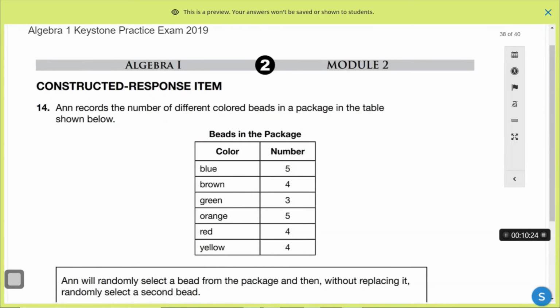Now let's take a look at our second open-ended item here, or our second constructed response item, number 14.